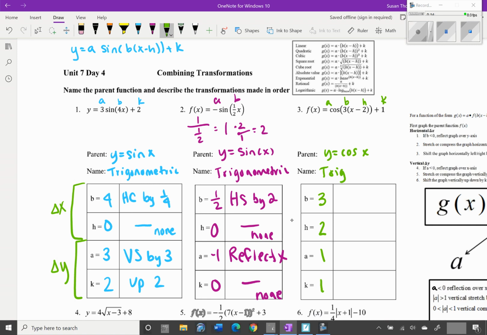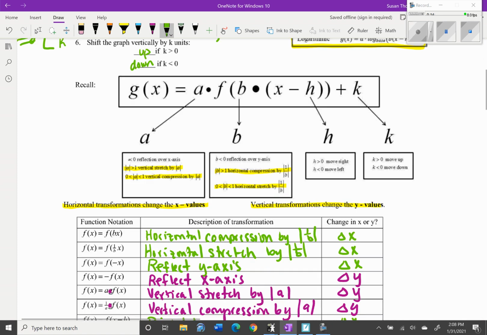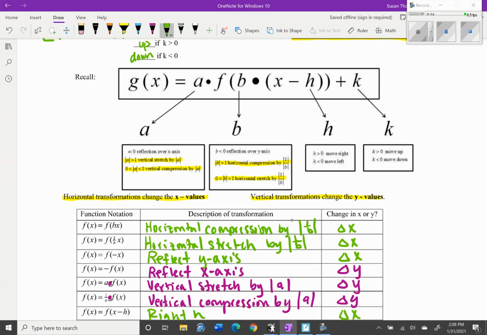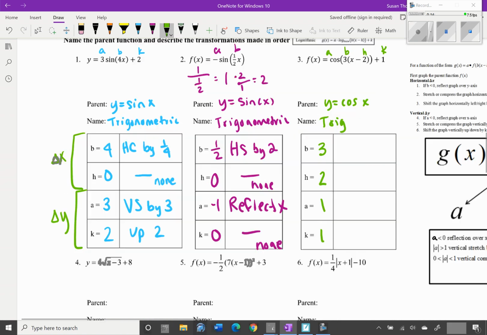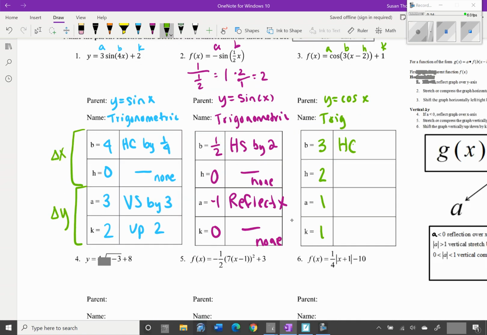So for the first one, the absolute value of 3 is bigger than 1. So since it's bigger than 1, if you need to go back and look here, that tells us it's going to be a horizontal compression. So we don't have a reflection, just a horizontal compression. So horizontal compression by the absolute value of 1/b, so 1/3. 2 means we're moving to the right 2. My a value is 1.